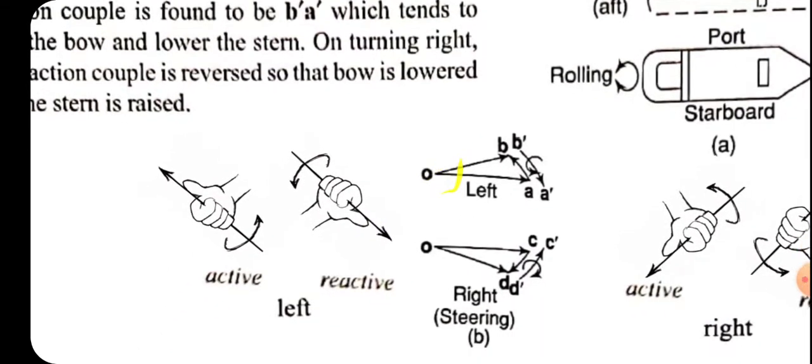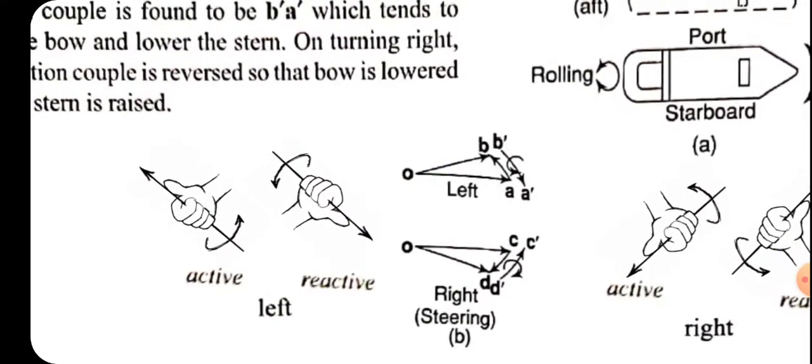Okay, in this, what will happen when the ship turns left? Suppose it turns left, so the angular velocity vector will be OA to OB, meaning the active couple will be A to B, as we have shown by the right hand rule. Now the reactive couple will be B dash to A dash. Okay, it means it tends to raise the bow and lower the stern.